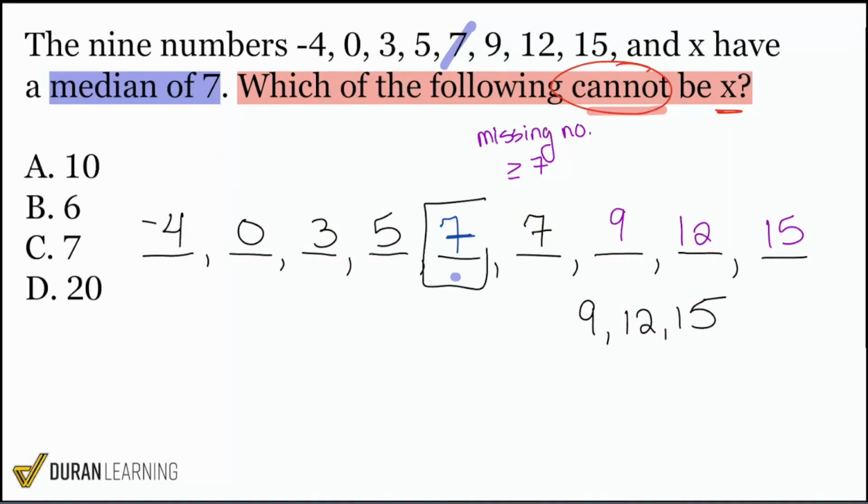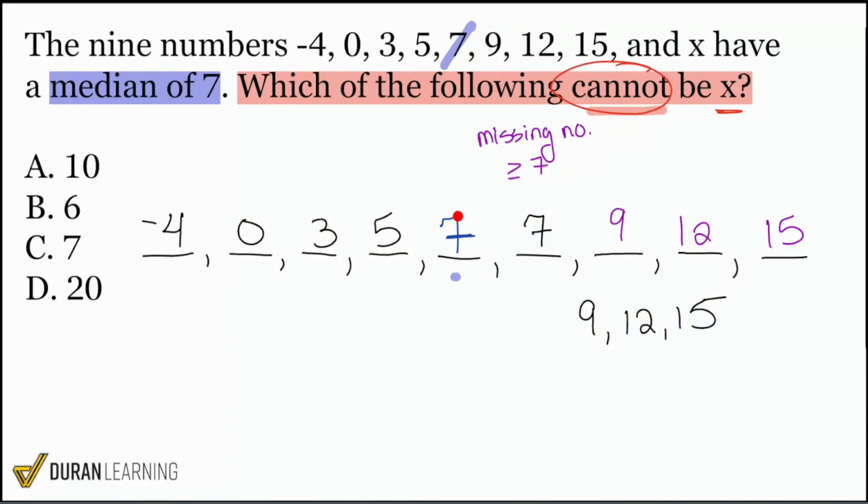The median stays 7. So that's what I meant by that. So we can have 7, we can have 8, 9, 10, 11, 12, 13, 14, 15, and so on. We can have 100, we can have a million, we can have a billion. As long as it's bigger than 7, we're fine.